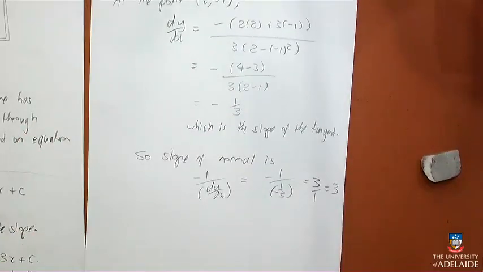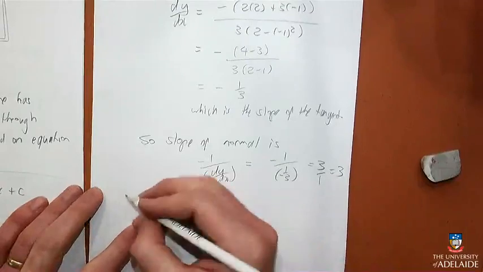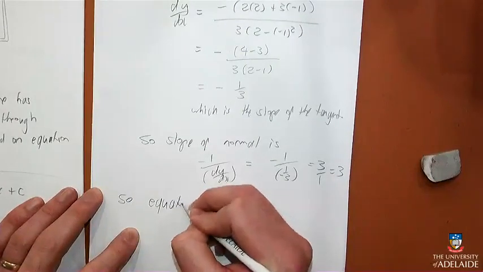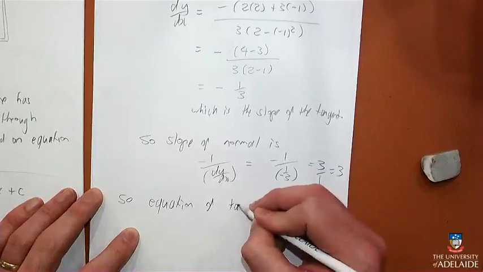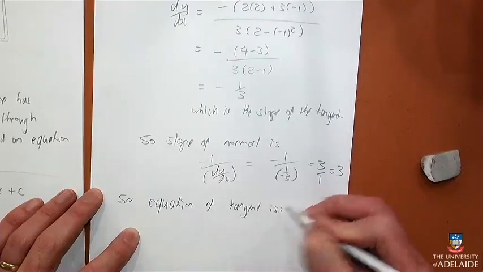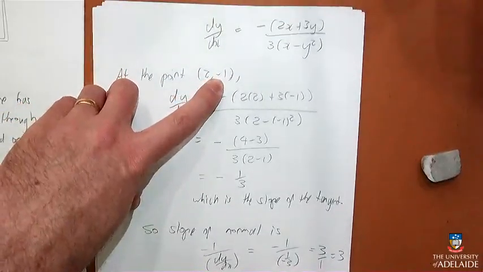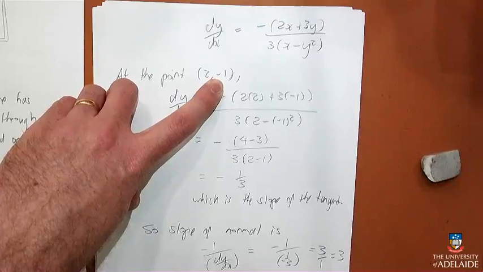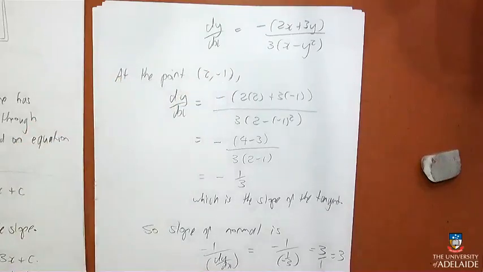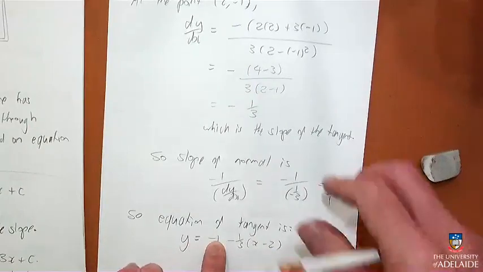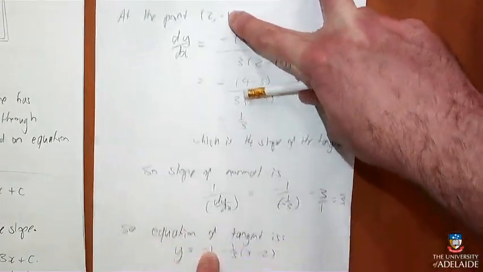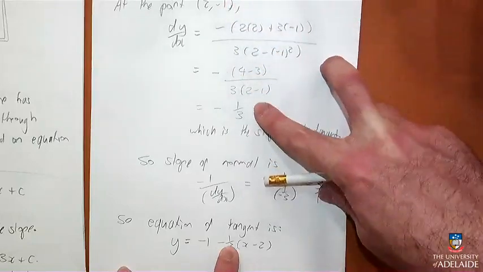So now I know the slope of both the tangent and the slope of the normal, which means that I can calculate their equations. So the equation of the tangent is, now let's see if we can figure it out. The y value starts at -1 because that's the y coordinate here, and then we go off the slope times how far from 2 we are.